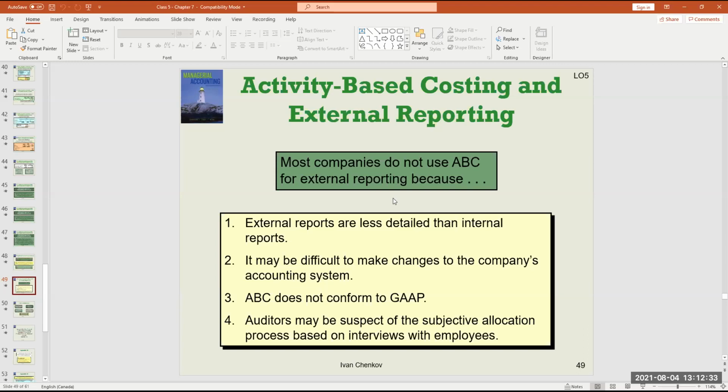An auditor can always question the subjectivity of the allocation process. You see, you're working with percentages, and auditors don't like percentages. They can easily come up and start questioning all the allocation bases on the cost pools. So that creates a problem. For that reason, activity-based costing is only for internal purposes, not for external reporting.